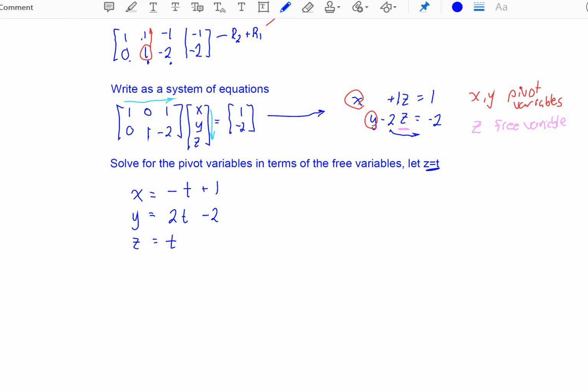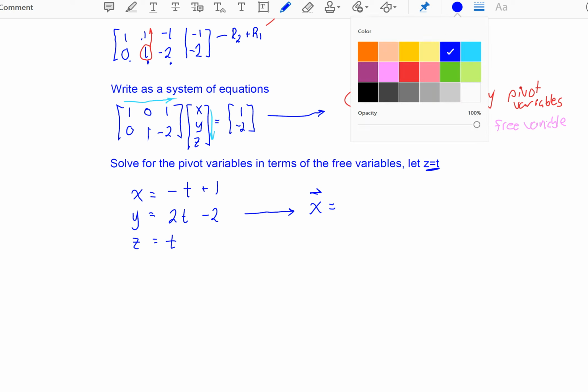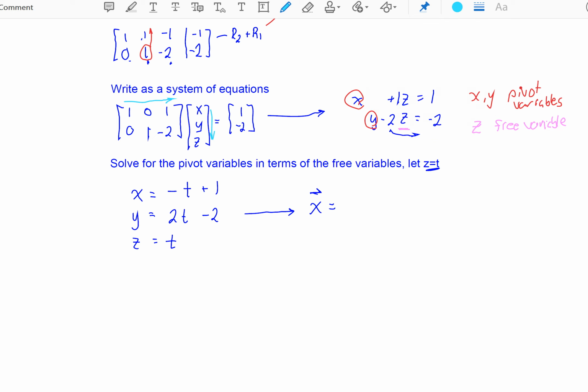Now I'd like to rewrite my system of equations, or my solution, as a vector equation. The way I write it as a vector equation is we let the left-hand side be the vector x. So the vector x represents our vector of variables x, y, and z. So our vector x is going to be the sum of a homogeneous solution. This is where our homogeneous solution comes from. This is going to be where our particular solution comes from.